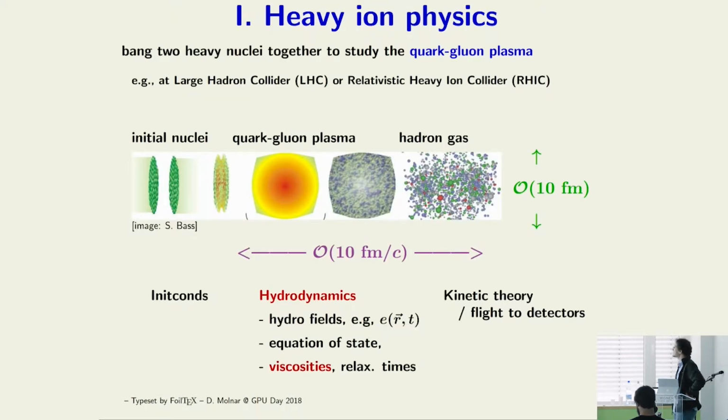Okay, so it's heavy ion physics, so we bang nuclei together to study something called the quark-gluon plasma. These are large nuclei at very high speeds. This is an accelerator at CERN, for example, the LHC, which does this. And I'm a theorist, so I try to model this.